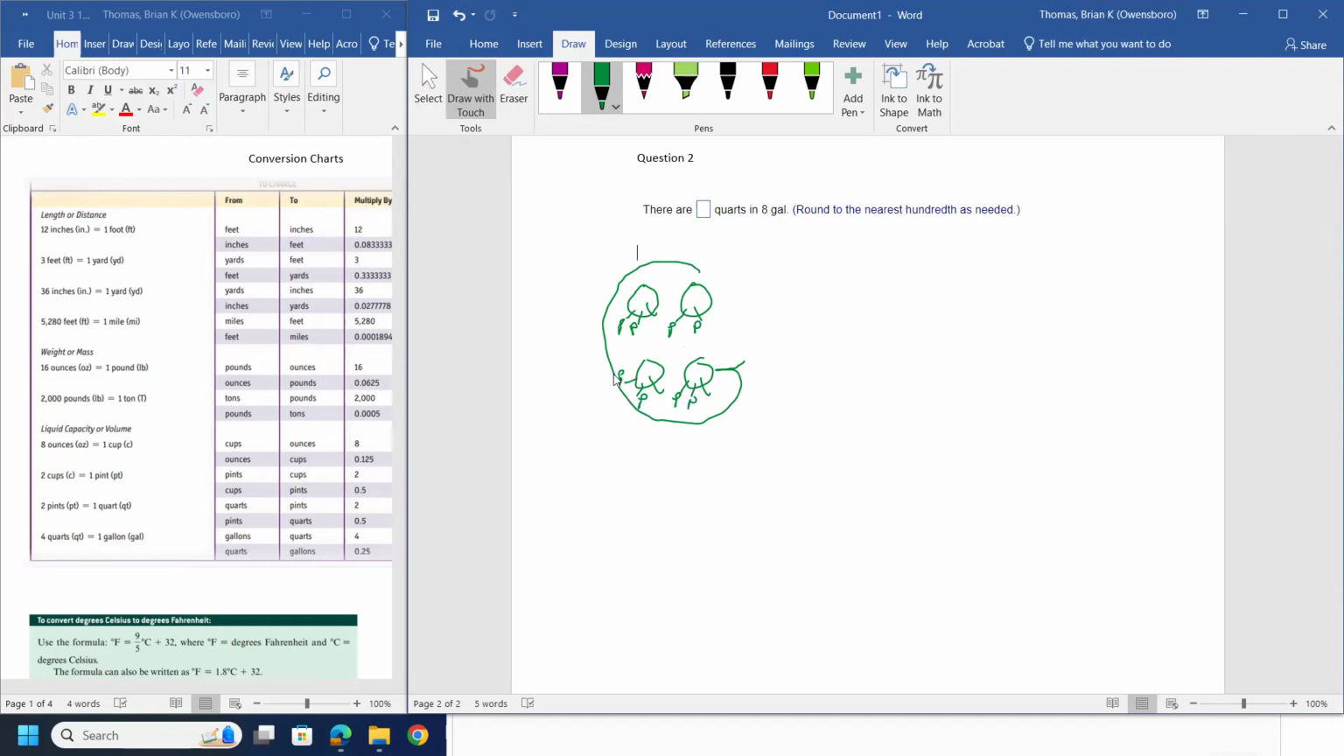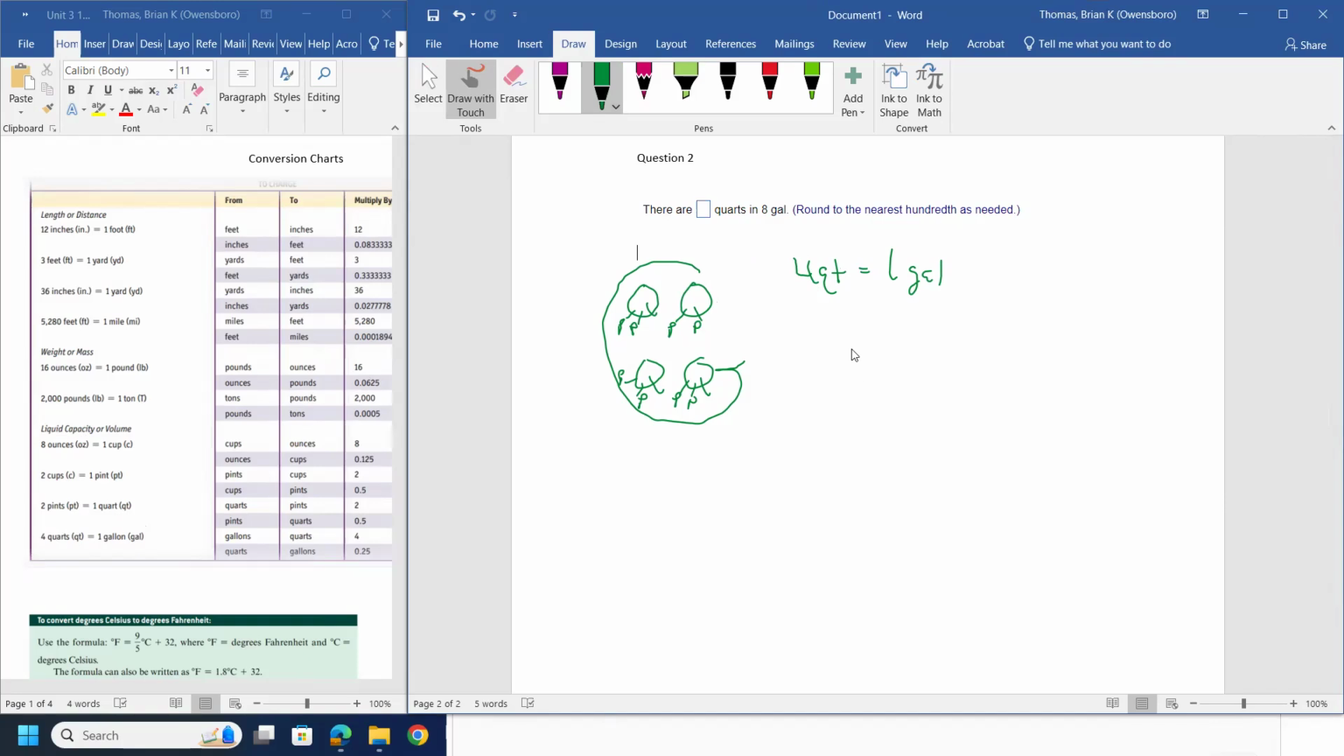So if we do that, we see that there's going to be 4 quarts in a gallon. That should be a Q actually. So 4 quarts equals 1 gallon. You can see that from there. Notice how we also can see it over here in liquid measurements. You can see that 4 quarts does equal 1 gallon.